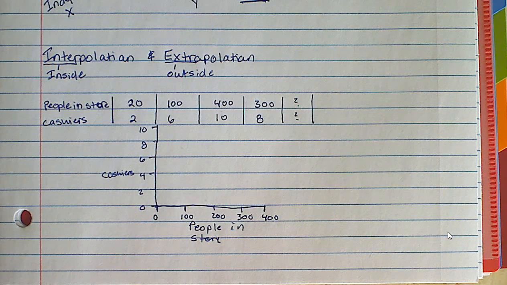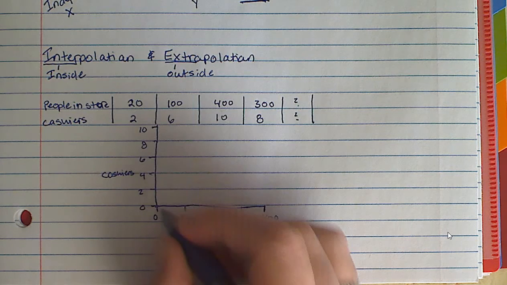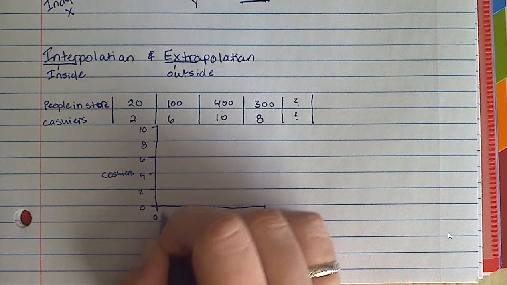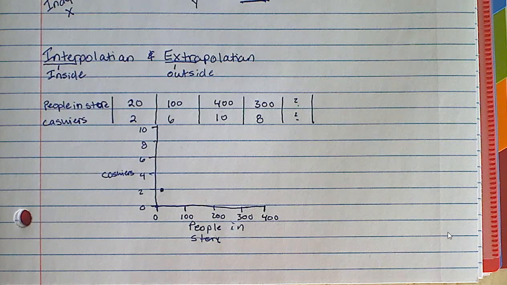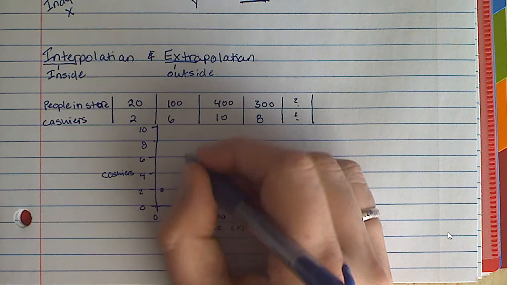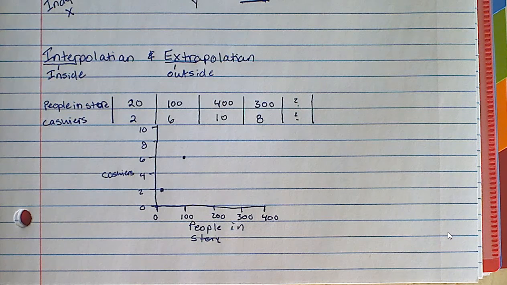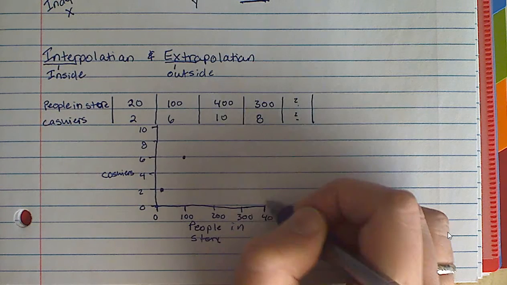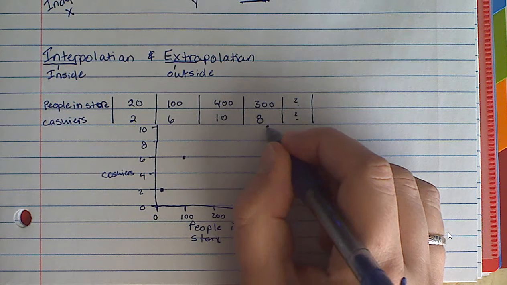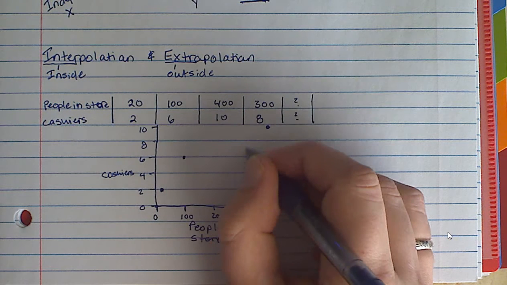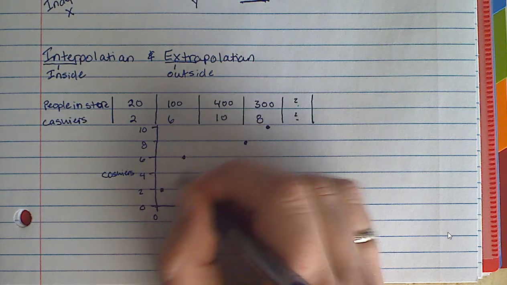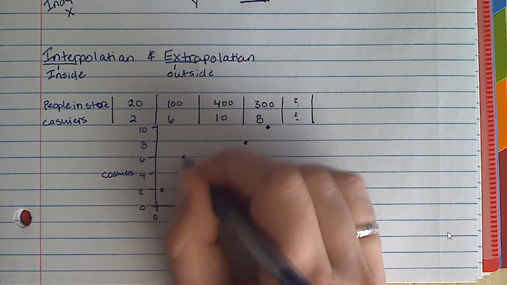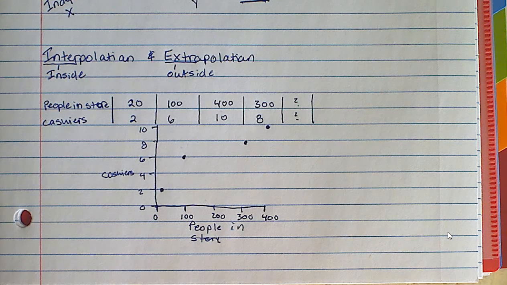You guys with me so far? So I'm going to plot my points here. So my first point is 20, which is in between 0 and 100, but it's really close to 0. My first point is 22. My next point is 106. And then I've got 410. And then I've got 308. So I've got this nice, neat little scatter plot here.